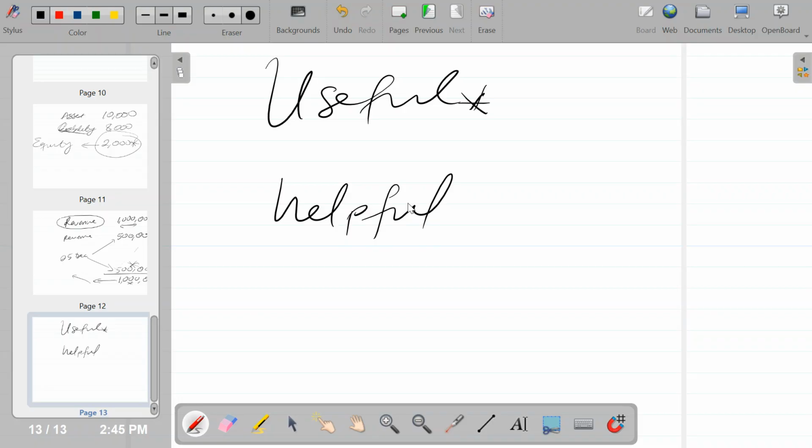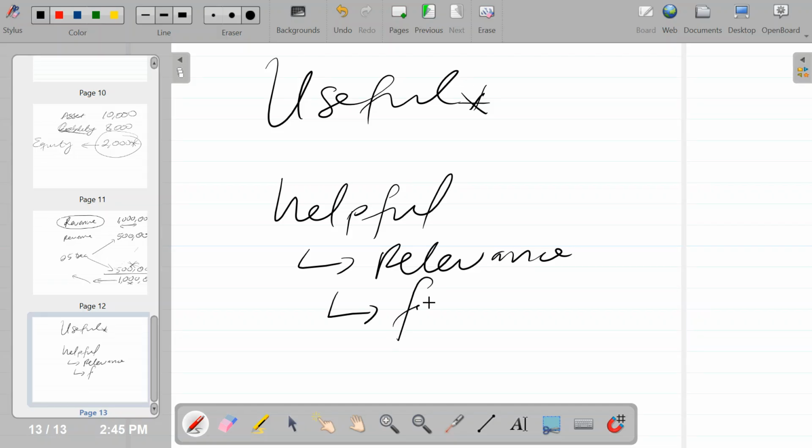Okay, so for financial information to be useful, it has to have two qualities. These are relevance and faithful representation. Relevance and faithful representation. Okay, so let's say relevant.